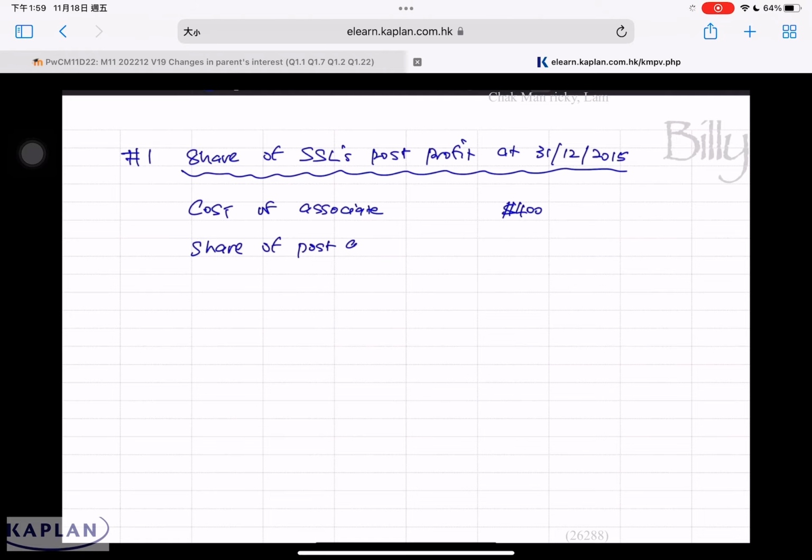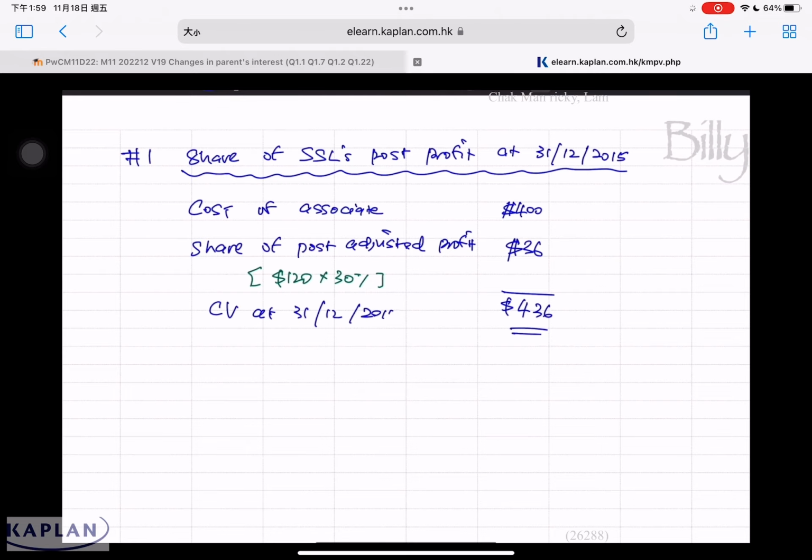Share of post-adjusted profits. Based on the calculation, it equals 120 multiplied by 30%, so the share is 36. After we add the share, it becomes 436. This represents the carrying value at 31st December 2015. Credit the cost 400. Credit the share.